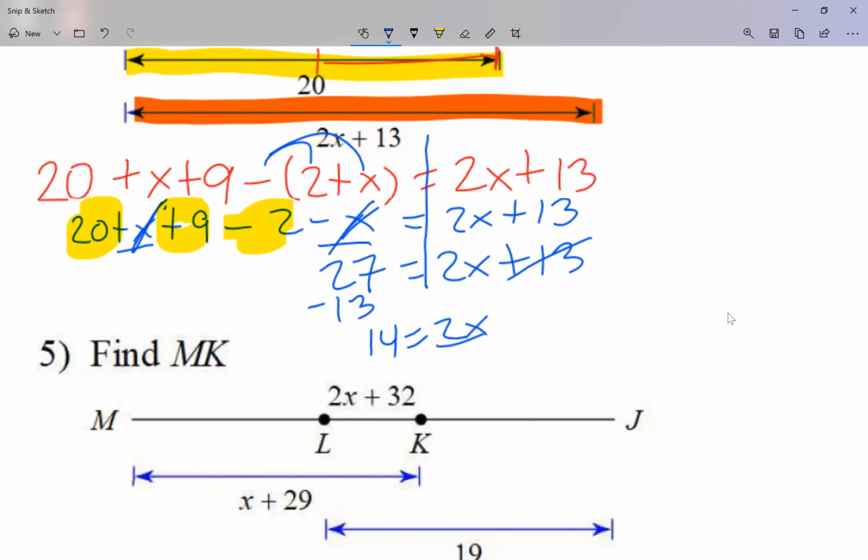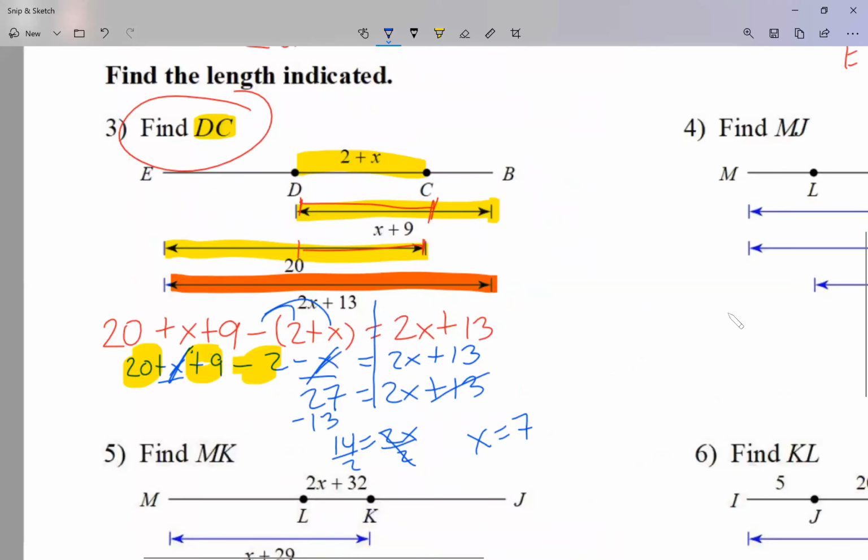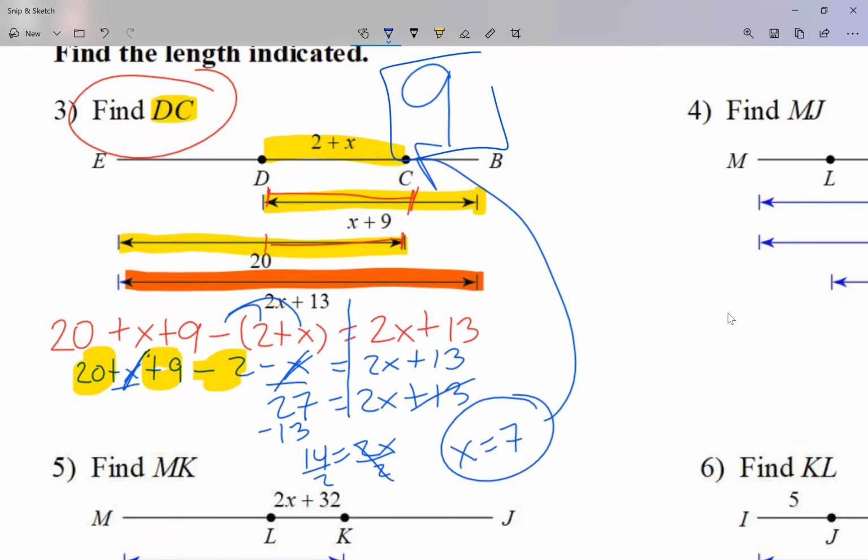To get the x by itself, let me divide both sides by 2. So I think we can agree x is equal to 7. Now, one thing, let me go back to the directions. I'm asking, what's the segment 2 plus x? So x equals 7 is not my final answer, right? This is part of my work. I know what the value of x is. I'm going to use it here. 2 plus x, I know x is 7. So 2 plus 7, my segment should be 9.